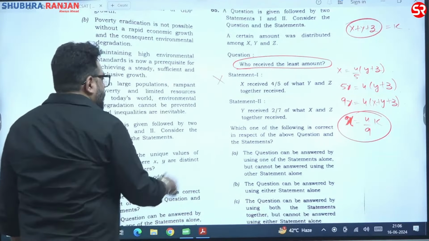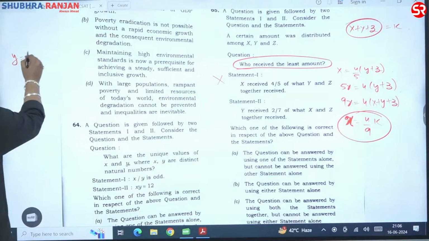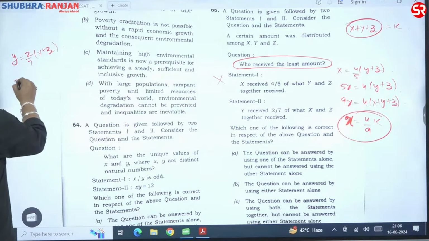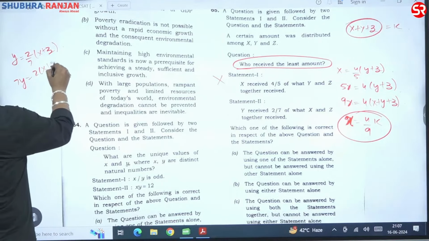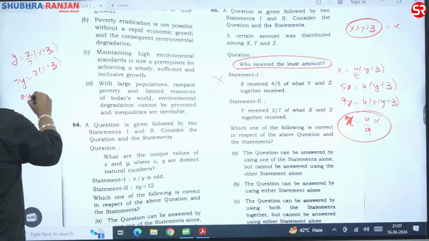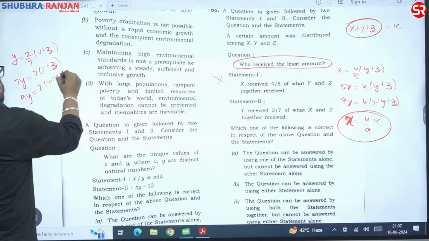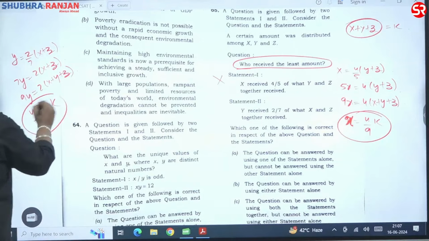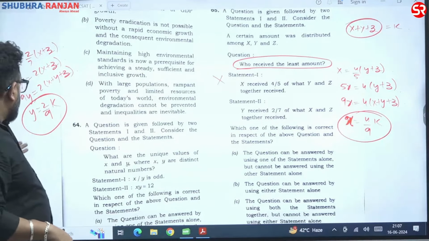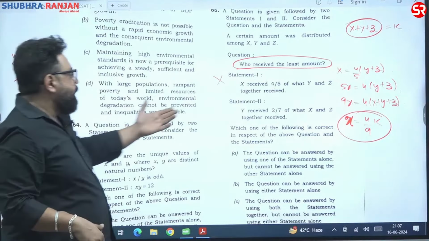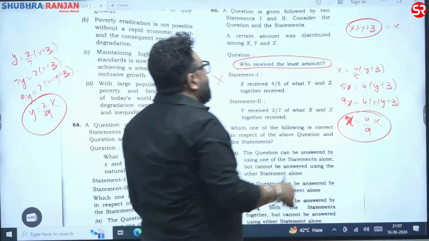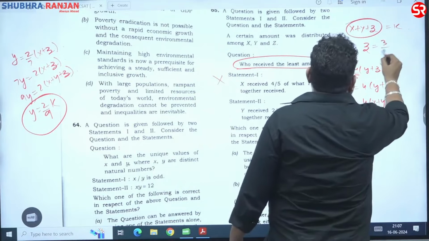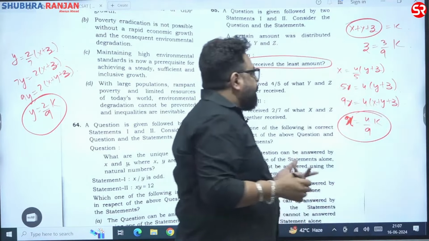Now, if you talk about y is equal to 2/7 of x plus z. So 7 times y is equal to 2 times x plus z, which means 9 times y is equal to 2 times x plus y plus z, adding 2y both sides. So y is equal to 2/9 of k. So now I know y is equal to 2/9 of k, x is equal to 4/9 of k. So definitely z would come out to be 3/9 of k, where k is x plus y plus z.